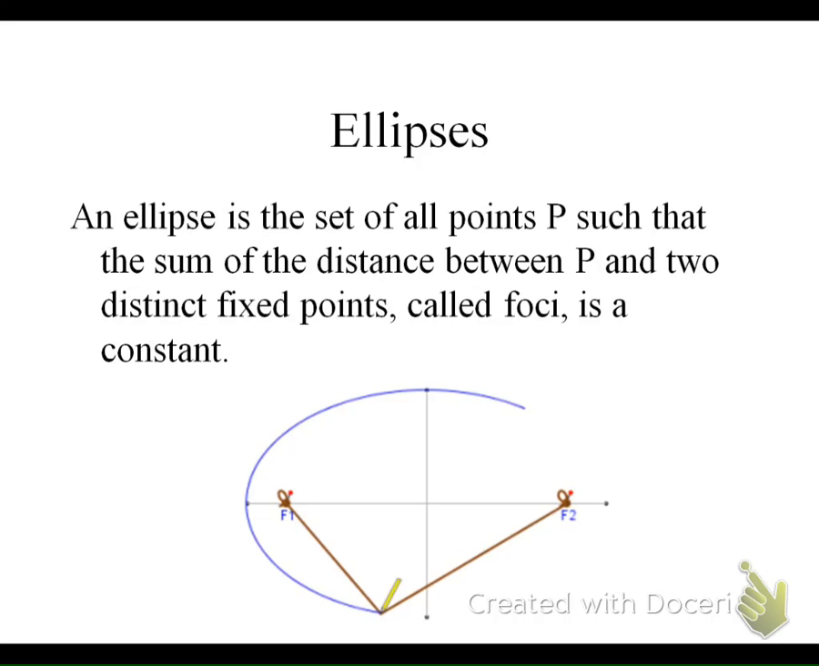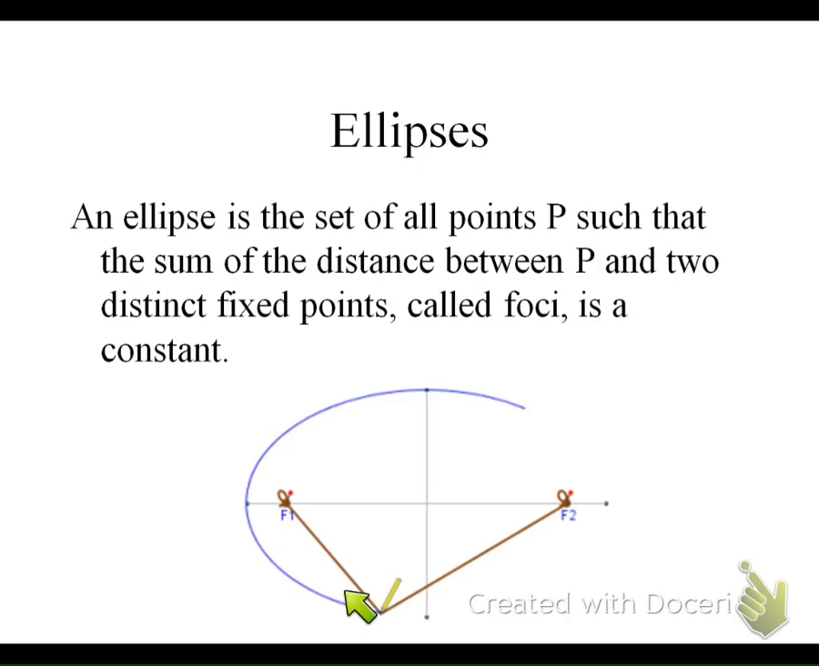Here is the formal definition of an ellipse. An ellipse is a set of all points P such that the sum of the distance between P and the two distinct fixed points called the foci is a constant. So that's basically saying that if you took two tacks, stuck them somewhere, and had string attached to them, and that string was a certain length, if you traced around it with a pencil, just like you see on the board, it would form an ellipse. So it's all the points that are the same distance from these 2 points when you add them.